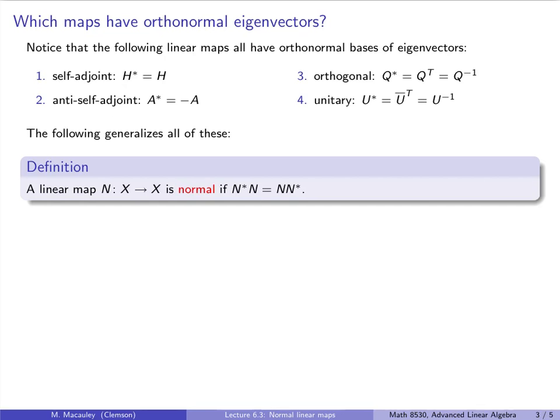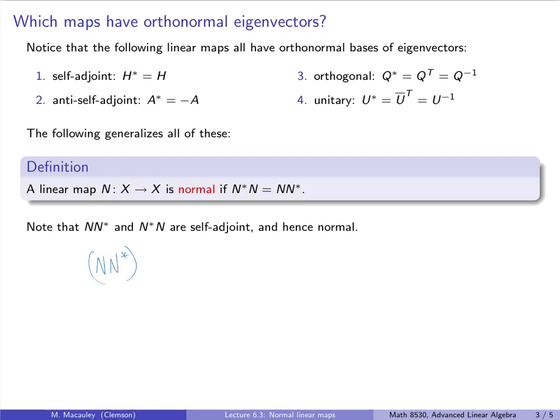But here's the definition. A linear map N is normal if it commutes with its adjoint. So N star N equals N N star. Notice that both of these products, N star N and N N star, are self-adjoint, and hence they are normal themselves, because self-adjoint linear maps is a subfamily of this. Now, why are these normal? Well, it's easy to see.